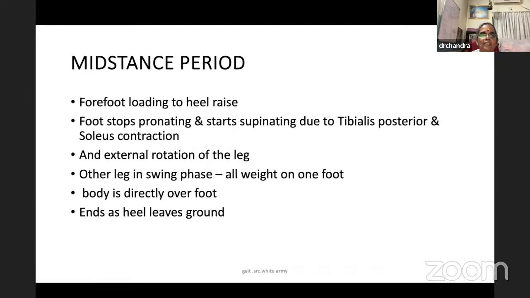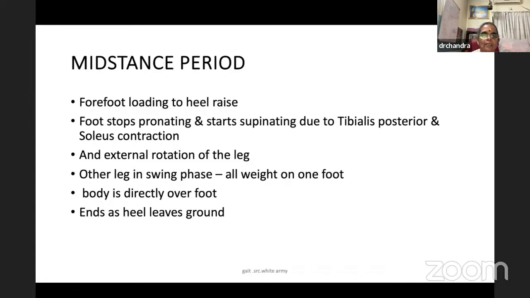Next is the mid stance period. Forefoot loading to heel raise. So the forefoot is loading. Therefore, what happens? The first thing is the heel that is on the floor. When the forefoot is loading, the heel will rise. And the foot stops pronating. It was pronating and doing shock absorber work, we said, no? That pronation stops. Instead, there is supination due to tibialis posterior and soleus contraction. And an external rotation of the leg takes place.